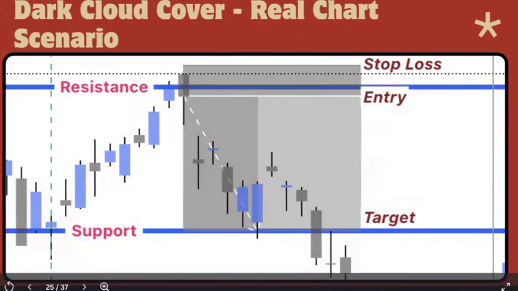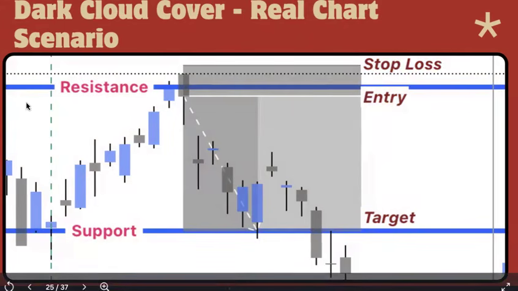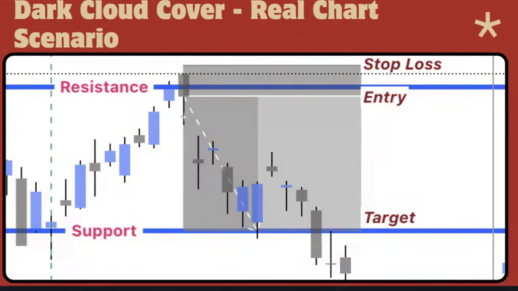So this is a real chart example. So here you can see your dark cloud cover. You'll enter at the pullback. Stop loss at the low of the bearish candle, and target is your support area.